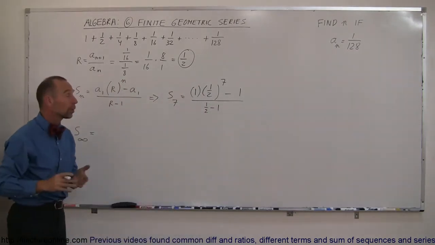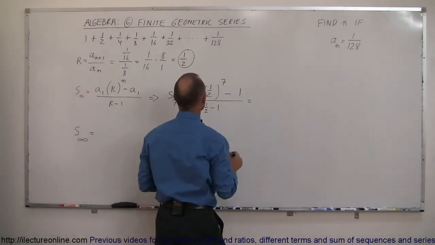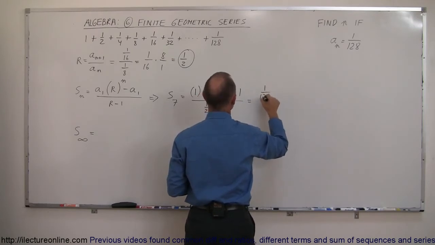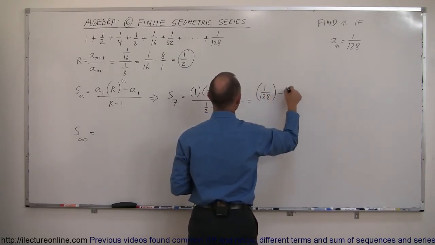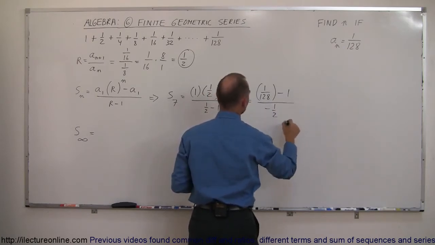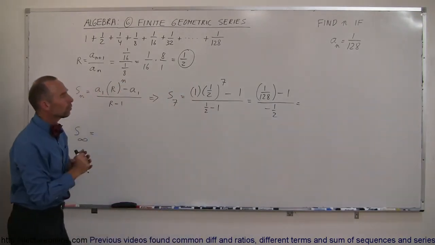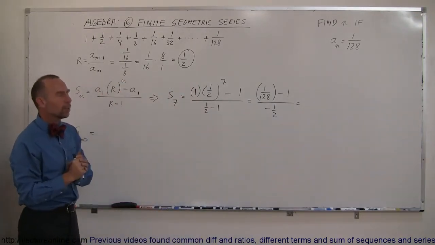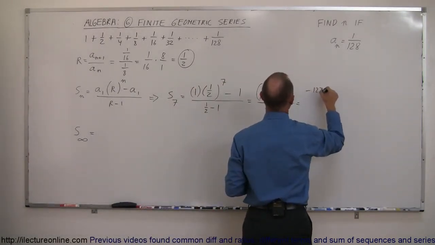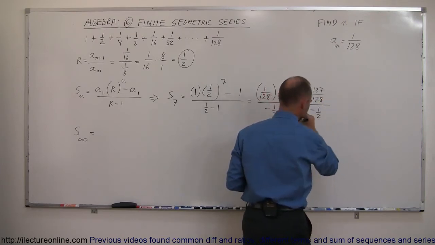Excuse me. So let's work that out. So 1/2 to the 7th power is equal to 1/128. So that's 1/128 minus 1, all divided by 1/2 minus 1. That's minus 1/2. Okay, 1/128 minus 1, that would be minus 127/128. So minus 127/128 divided by minus 1/2.